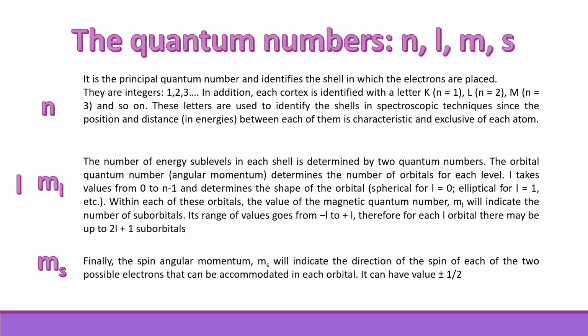Finally, spin. The spin angular momentum will indicate the direction of the spin of each of the electrons in the same orbital, or in the same suborbital. I mean, each suborbital can accommodate a maximum of 2 electrons, one rotating rightwards, the other leftwards. So the two spin signs, and the value is ±1/2.